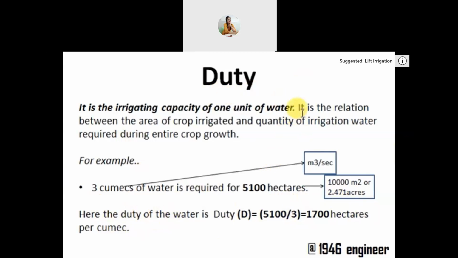So this duty gives the relation between the area of the crop irrigated and the quantity of water required during the entire crop growth. This is known as duty. And here cumec means meter cube per second, and 1 hectare is 10,000 meter square.